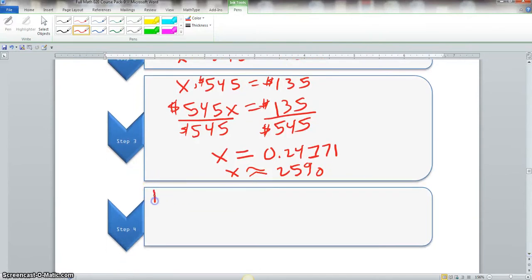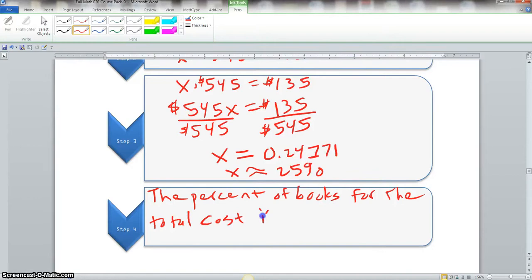So the percent of books for the total cost is about 25%.